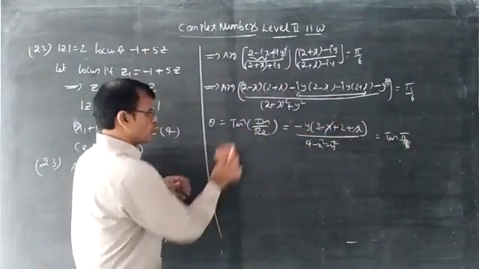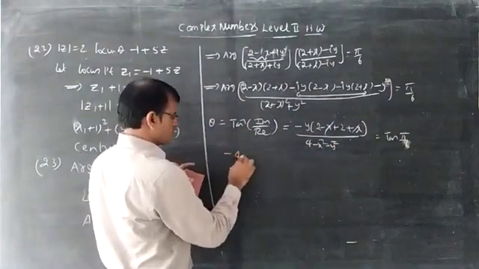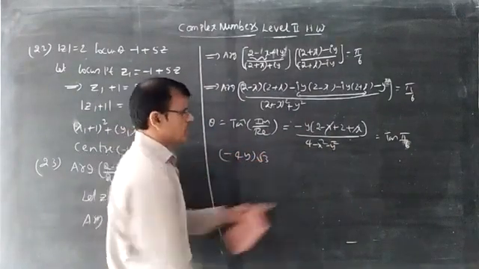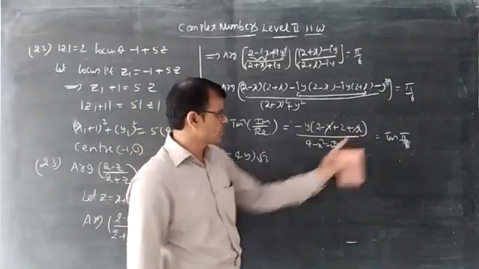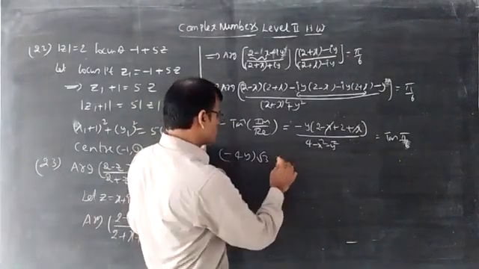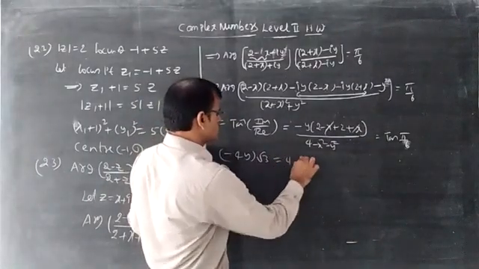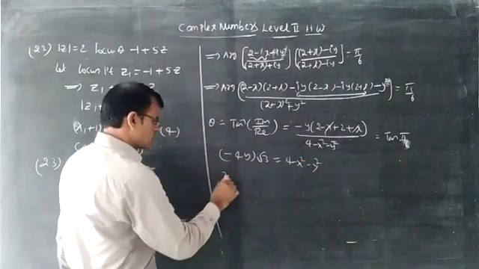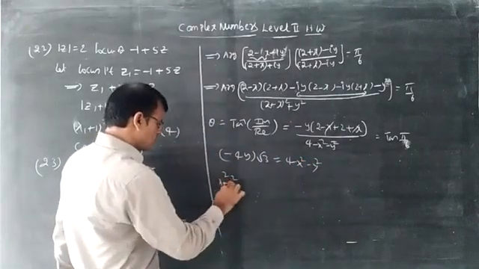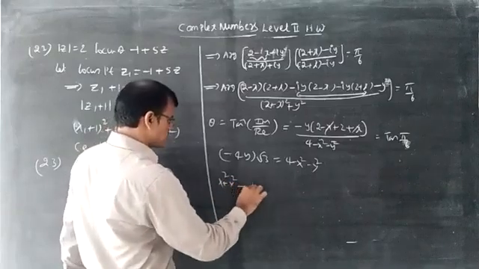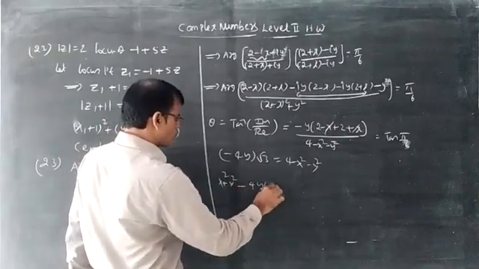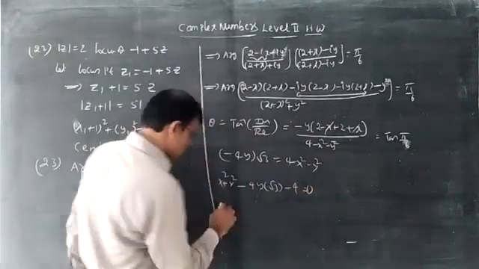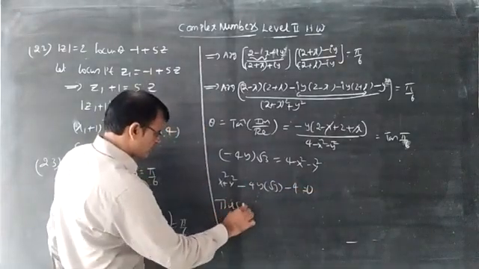So minus 4y into root 3, because this is 1 by root 3. So root 3 into minus 4y is equal to 4 minus x square minus y square. That one taken to this side becomes x square plus y square minus 4 into y into root 3 minus 4, this is the circle.